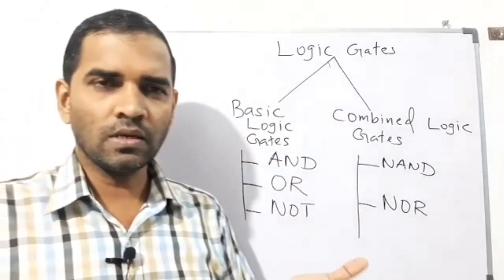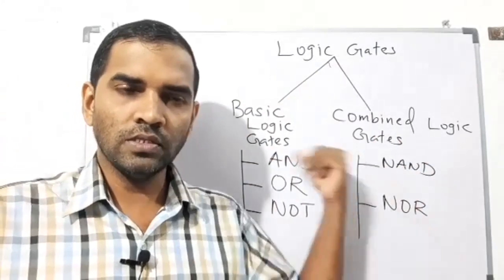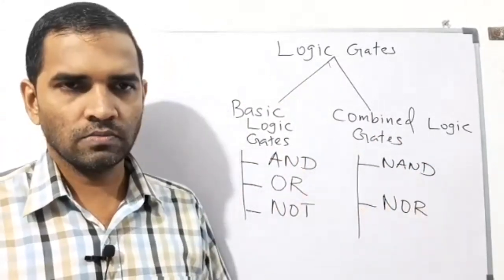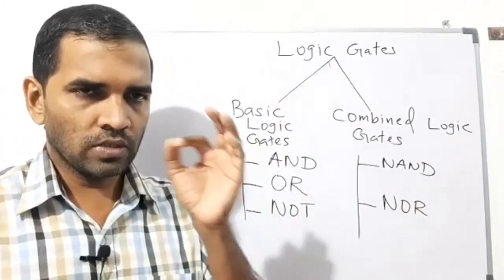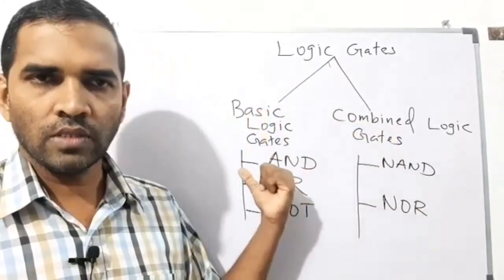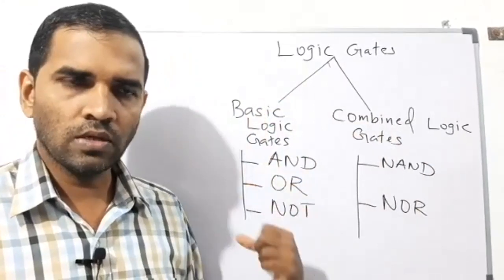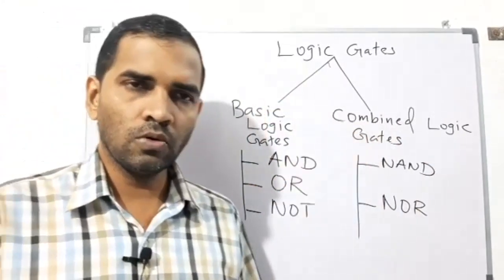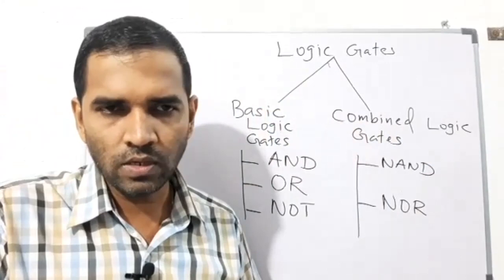Very simple English meaning, right? Basic gates, because these are important to produce the others. Clear? So that's the reason why we have these basic logic gates. We have three gates: AND gate, OR gate, NOT gate. And we have two more combined gates: NAND gate, NOR gate.